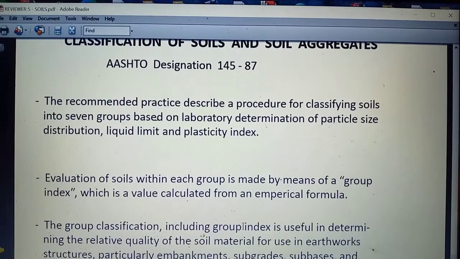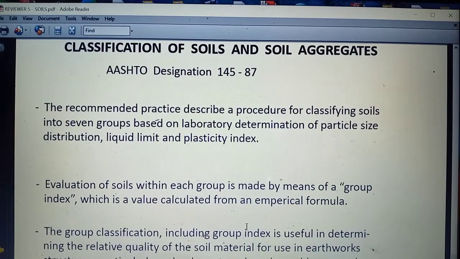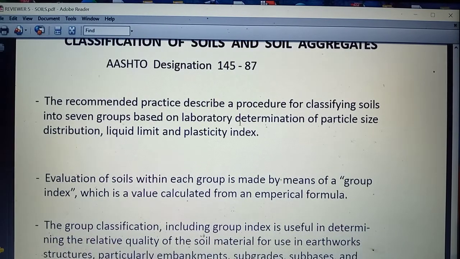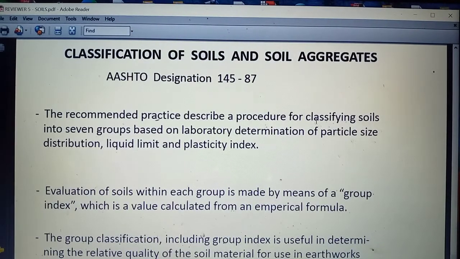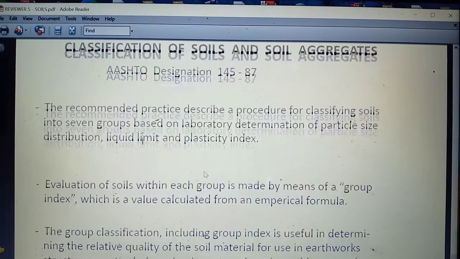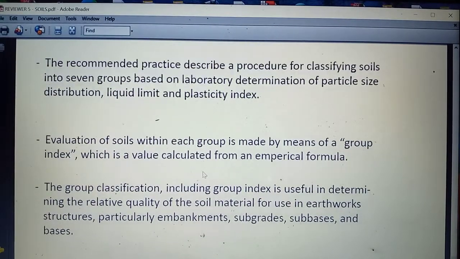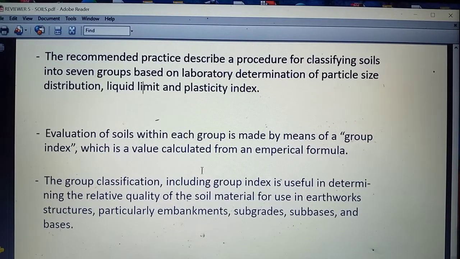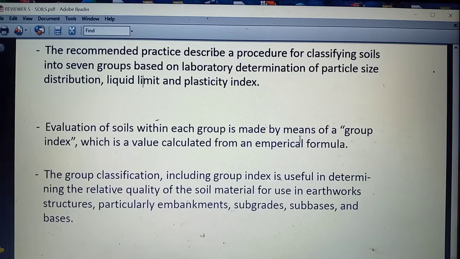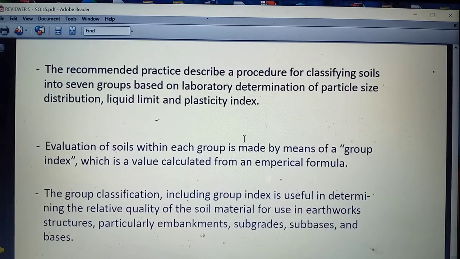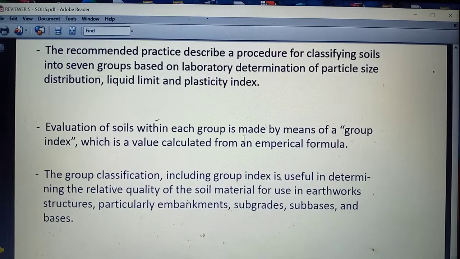Okay. So, speaking of classification of soils and soil aggregates, the recommended practice describes the procedure of classifying soils into 7 groups based on laboratory determination of particle size distribution, liquid limit, and plasticity index. Ito yung AASHTO designation M145, year of 1987. Particle size distribution, liquid limit, at plasticity index yung hinahanap. So, evaluation of soil within each group is made by group index. Meron diyang formula.